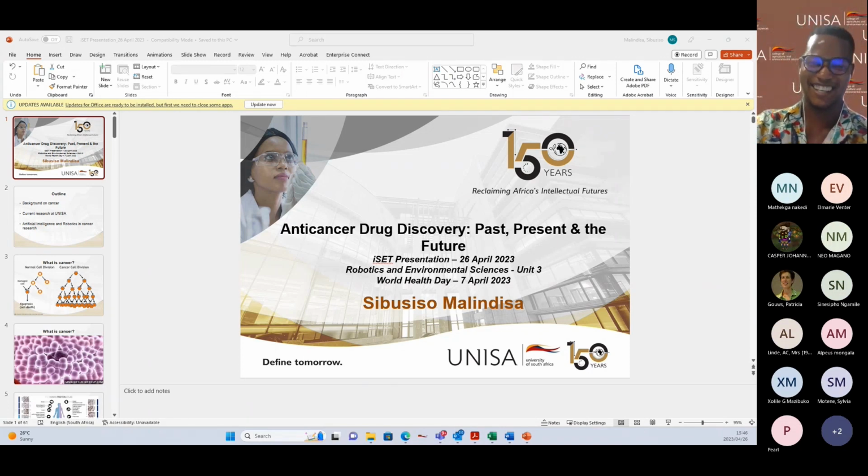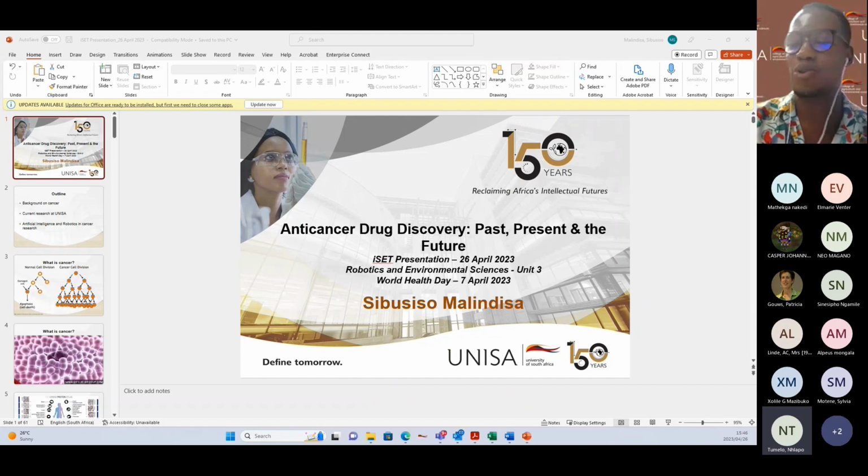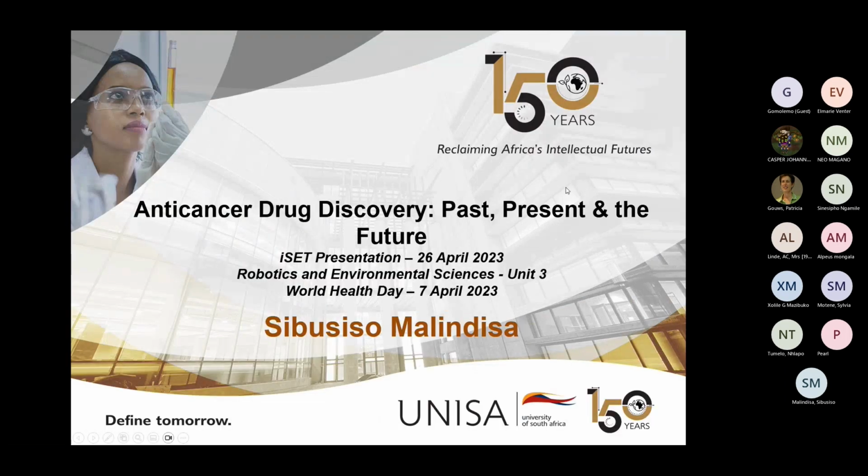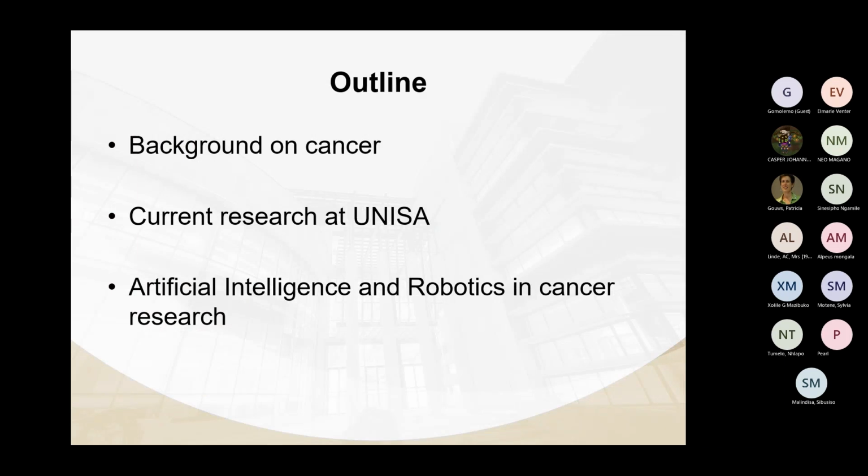Thank you. So I'm Spusiso Malindisa. I'm a lecturer here at UNISA in biotechnology and also working on my PhD in cancer research. Today I'm hoping to share with you some of the work that we are doing at UNISA in terms of drug discovery research, and also highlight how robotics and artificial intelligence help us fast track. I'm just going to quickly give you a background and then the current research at UNISA.